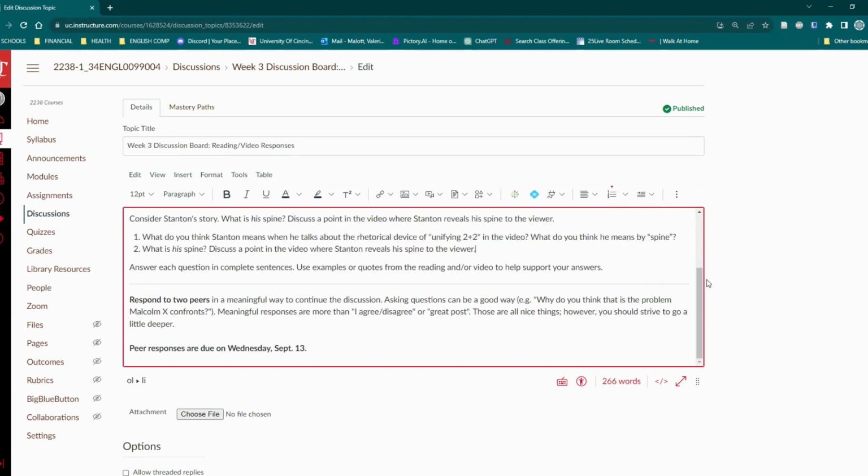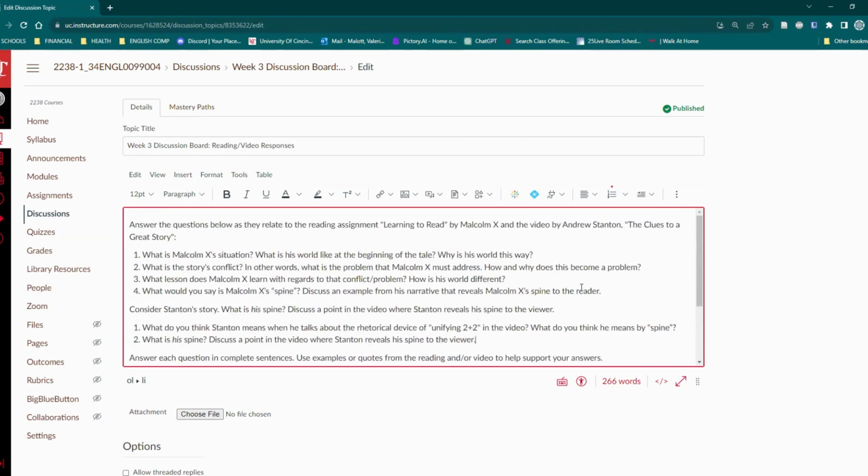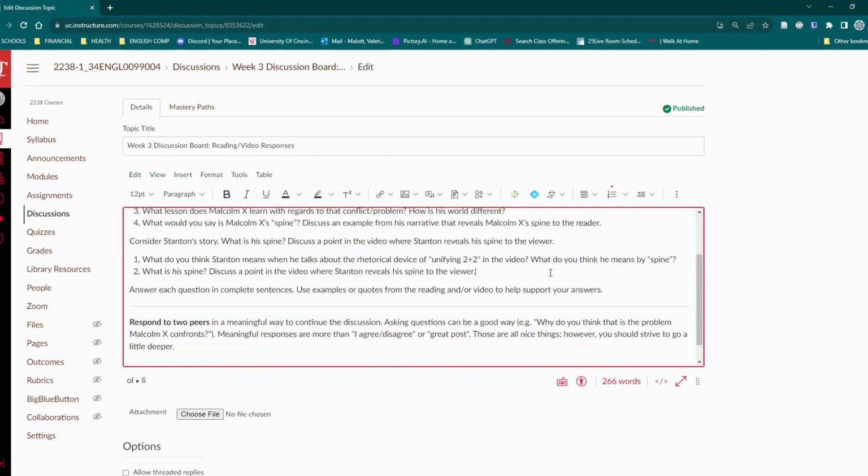Second question I want you to answer. What is Stanton's spine? And discuss a point in the video where Stanton reveals what his spine is to the viewer. Answer each of these in complete sentences and use examples or quotes from the reading or video to help support your answers. You don't have to use examples for each and every one, but it does help to provide some evidence.